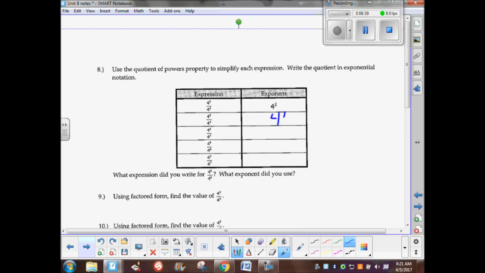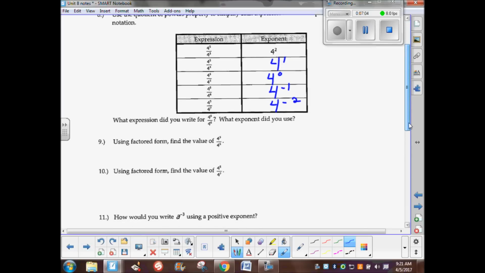Next one. Would it be 1? Right, 4 to the 0. I'm just going to stick with the exponents, but you're correct in saying the value is 1, yes. Okay, I want to establish a pattern here. Tony, the next one. 4 to the negative 1. Okay. And last one. 4 to the negative 2. Okay. So now we've got some negative exponents that we haven't had before.